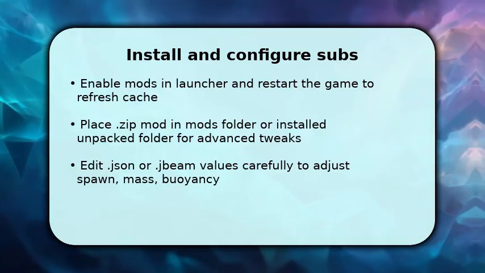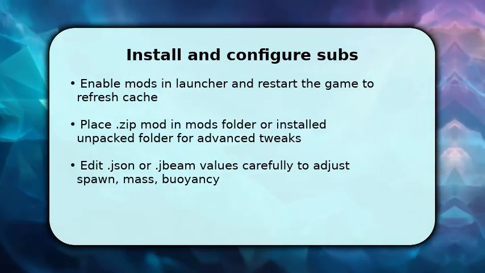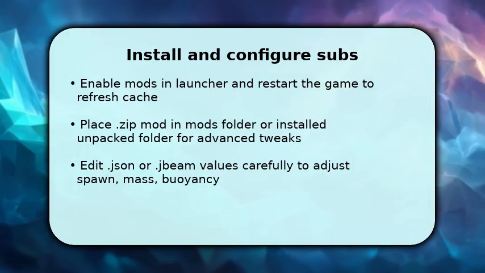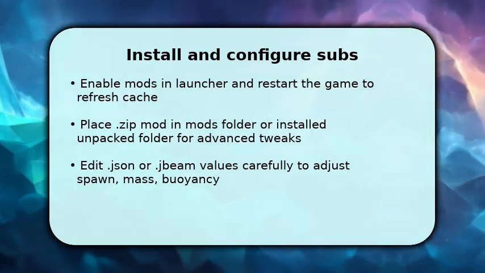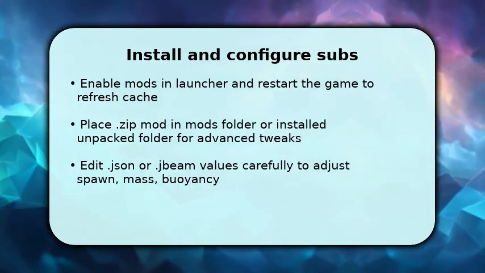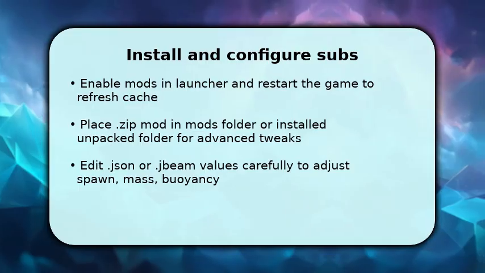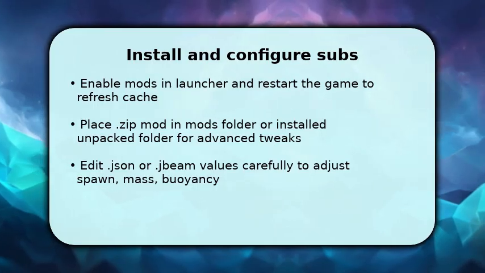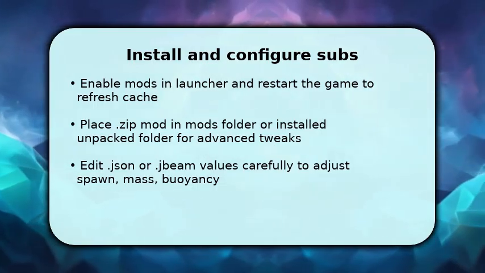Next, either keep the sub as a zip in mods for simplicity, or unpack it into the mods folder when you need to edit JBeam or textures. When tweaking values like mass, buoyancy, or spawn points, change one parameter at a time and save backups. This approach isolates issues and explains why incremental edits prevent crashes and unpredictable physics.